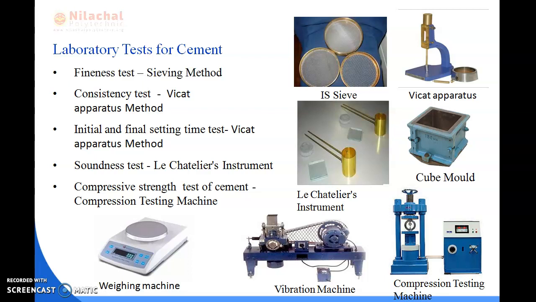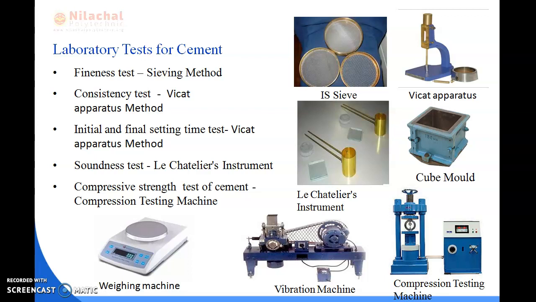So next is the initial and final setting time test. In this test, the same Vicat apparatus is used, that is the Vicat mould, needle and plunger. We should know that the initial setting time of the cement is 30 minutes, and the final setting time of the cement should not be more than 10 hours. This is mainly done by the Vicat apparatus method.